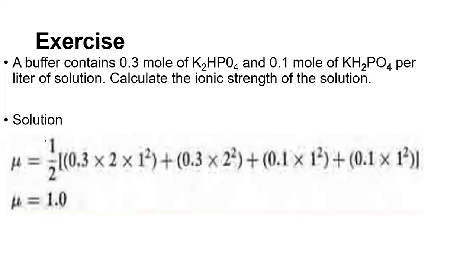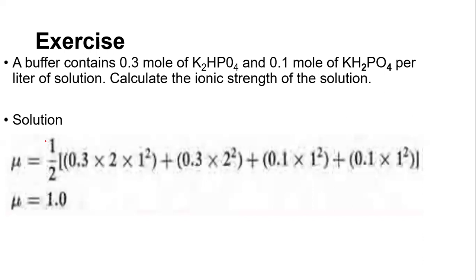Now the question reads, a buffer contains 0.3 moles of K2HPO4 and 0.1 mole of KH2PO4 per liter of solution. Now, once they say per liter of solution, they are talking about concentration. In effect, they are talking about 0.3 per liter. That's 0.3 mole per dm³ or 0.3 molar. But once they say 0.1 per liter, they are talking about 0.1 per dm³, which is the same as 0.1 molar. So they have given us the concentration, right? So I don't have to worry about those ones.